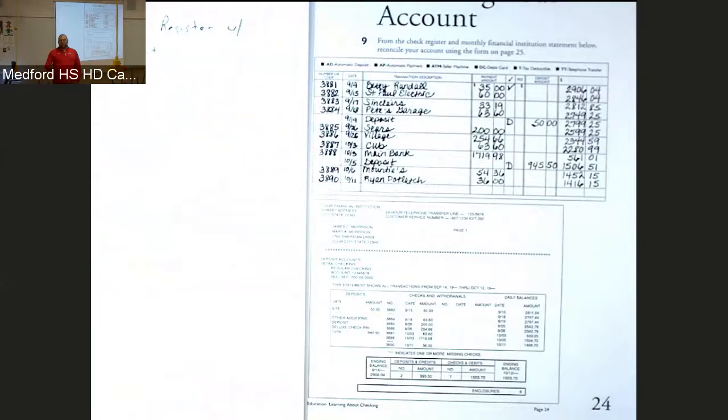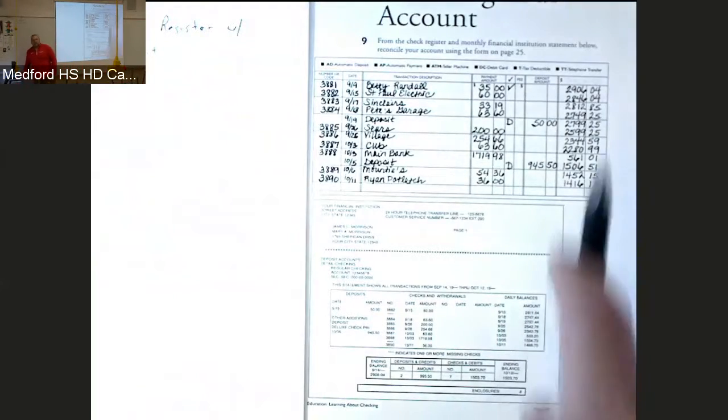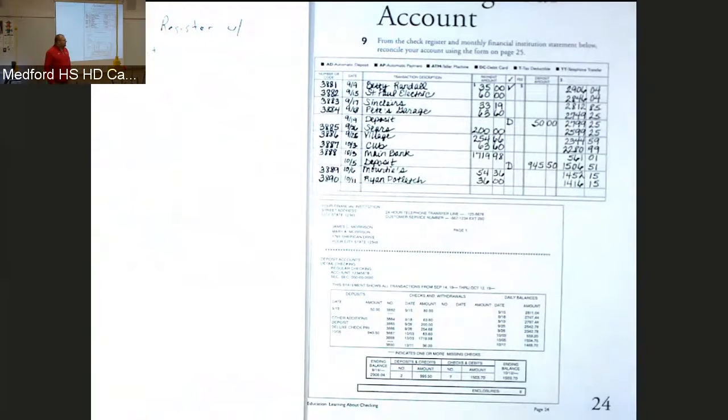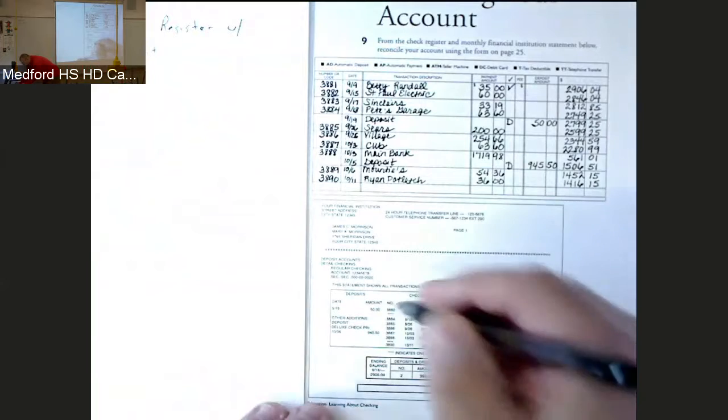Those items, those withdrawals and deposits that are in your register but not in the bank statement, are all called outstanding deposits and outstanding withdrawals. We talked about using that check mark column in your checkbook register before. We're going to use that column to check off any and all of the cleared deposits and withdrawals from the statement.